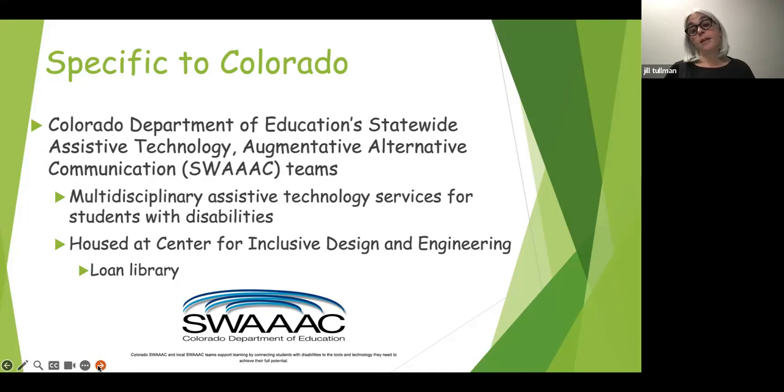SWAC is housed at the Center for Inclusive Design and Engineering. This used to be called Assistive Technology Partners, for those of you who are familiar. They're affiliated with University Hospital. And the Colorado Department of Ed SWAC team has our state's assistive technology dollars. So there's also a loan library that districts can access to trial different communication devices with students. Any questions on funding and this information before we move on?